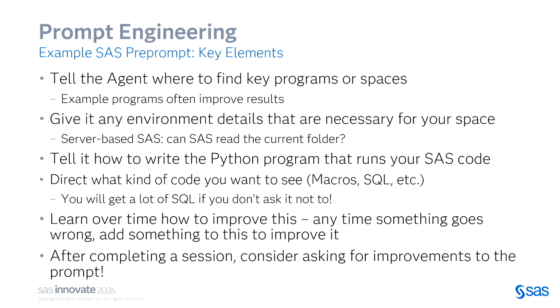Key elements in here: I tell the agent where to find key programs or spaces, and by spaces I mean areas that the things might be in. I tell it where my Python installation is. I tell it that thing I was telling you about, but don't access the C drive. Give it environment details that are necessary for your space. Tell it how to write the Python program that runs your SAS code. So that's where I tell it to use SASPy and to use Connect SASPy. Direct what kind of code you want to see.